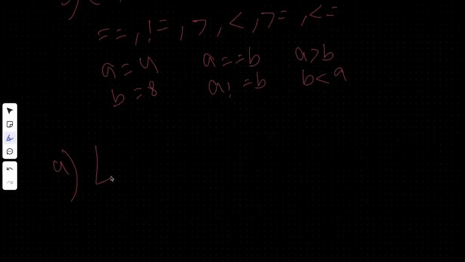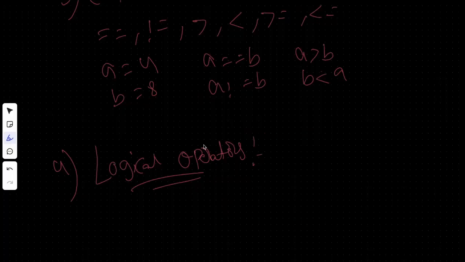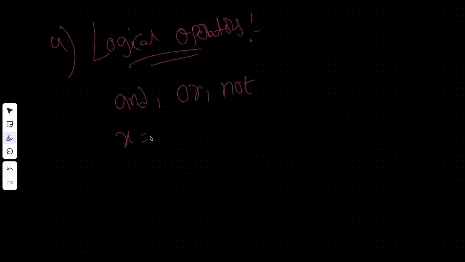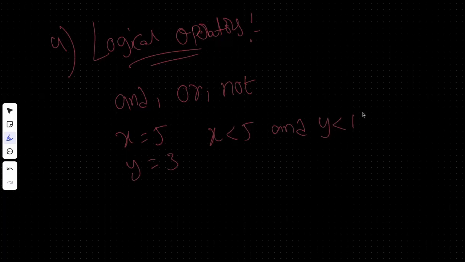Next we have logical operators. Logical operators are used to combine conditional statements, and we have and, or, not. These three are logical operators. Say x equal to 5 and y equal to 3. We can check the condition using these logical operators. For example, x less than 5 and y less than 10. You can see this. It returns true if both statements are true. That means this statement and this statement must be true, then only it returns true while using the and operator.